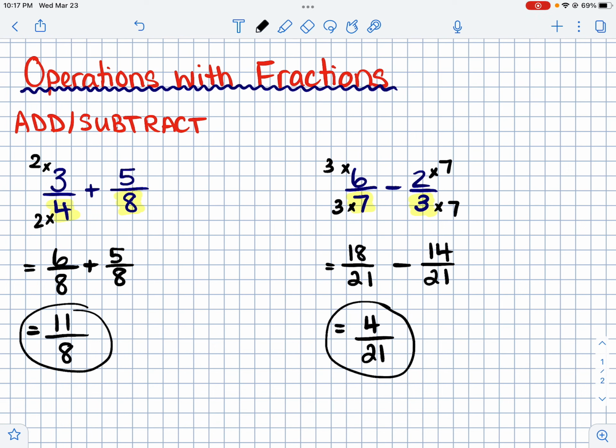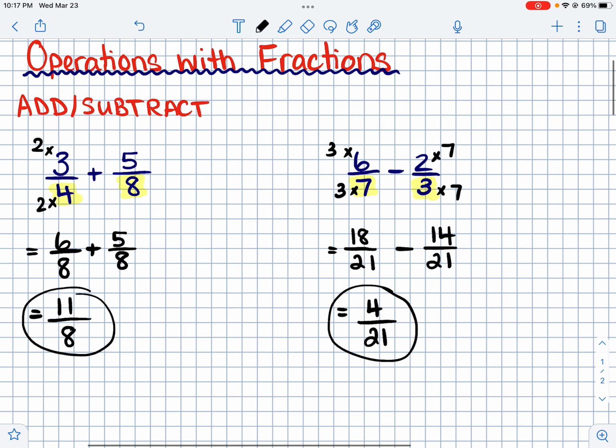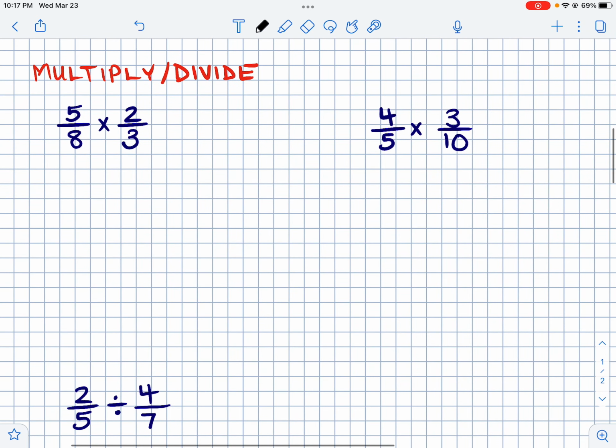And you always want to check your final answer. You always want to make sure your fractions are in lowest terms. So is there anything that 4 and 21 are divisible by? I don't think so. Okay, so that's adding and subtracting. Let's try multiplying and dividing.